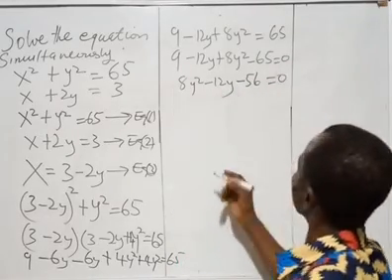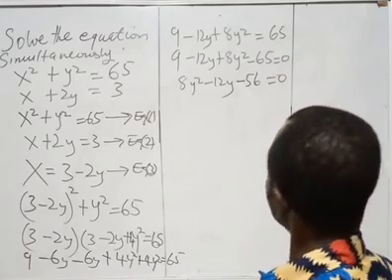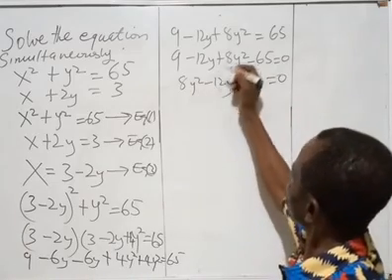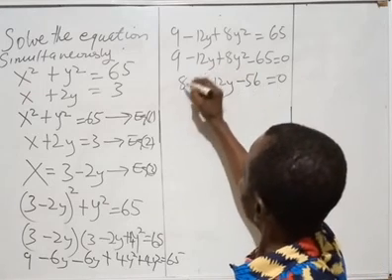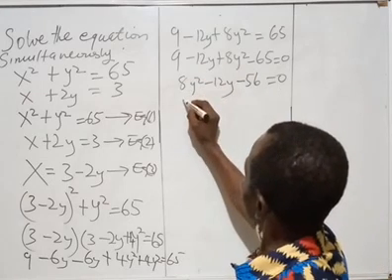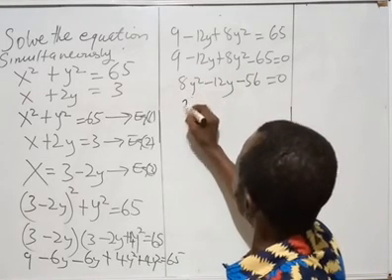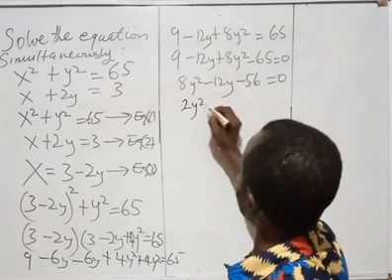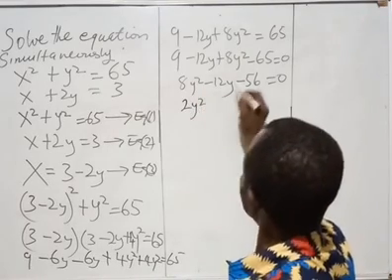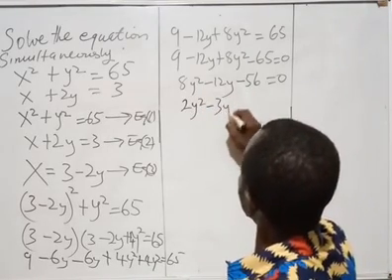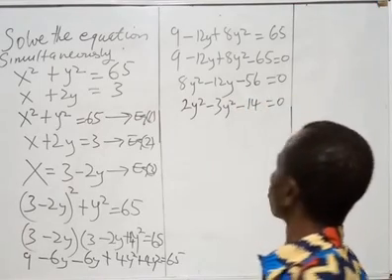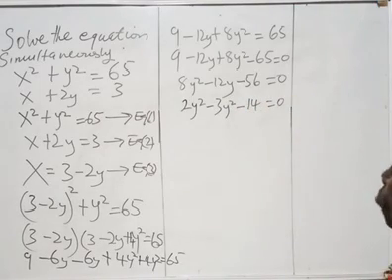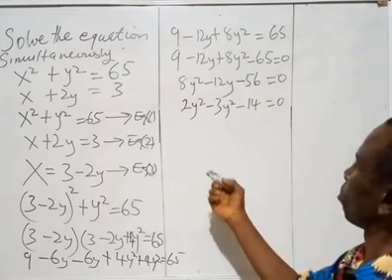This now becomes a quadratic equation. So from here, what is common? When you look at this, you find that 4 is common. 4 goes into 8y squared 2 times. So I have 2y squared minus 3y minus 14 equals 0. So from here, this is a harder factorization. But what do we do?